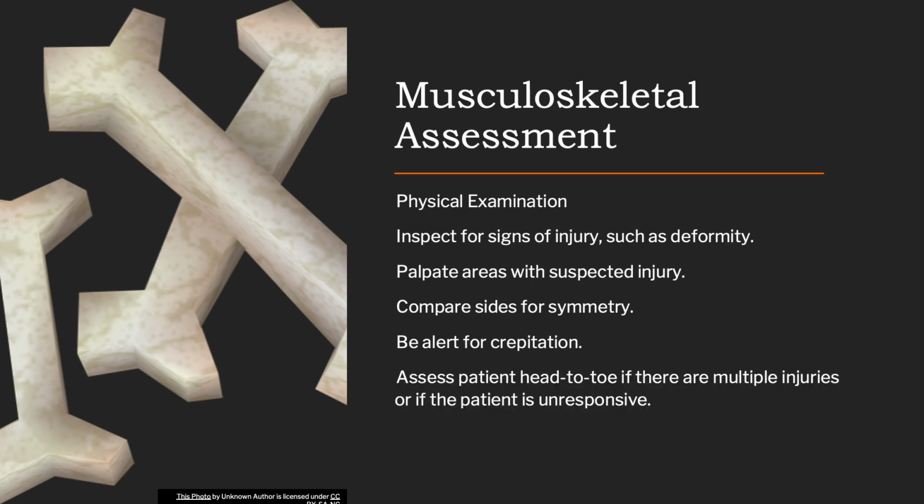Assess the patient head to toe if there are multiple fractures or if they're unresponsive. The reason we say if there are multiple injuries to assess the patient head to toe is because it is easy for what is called a distracting injury. So, let's say the patient broke their hip. It would make complete sense for them to maybe not feel that they also broke their finger. So, it's our responsibility to do that head to toe and make sure we find all of the injuries.